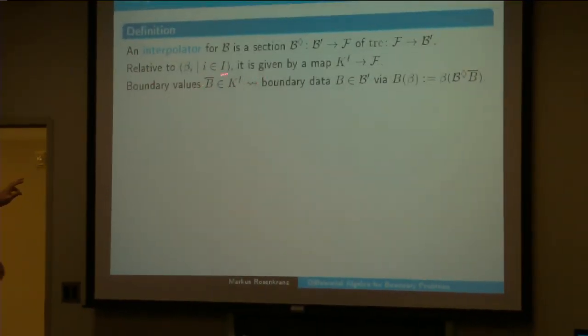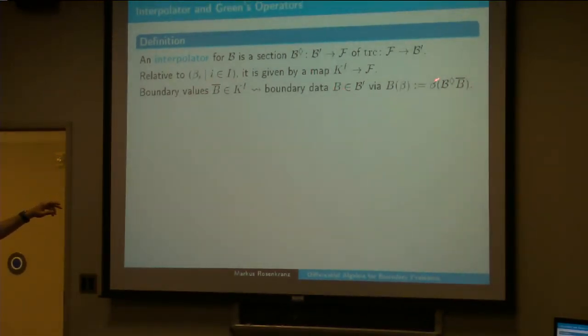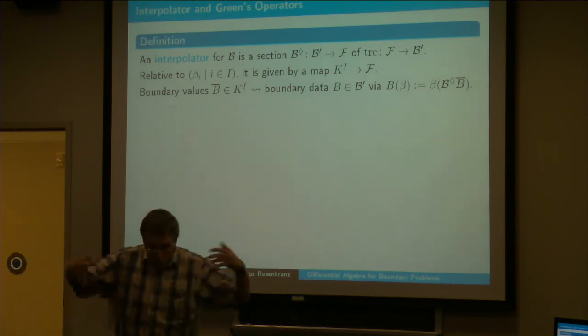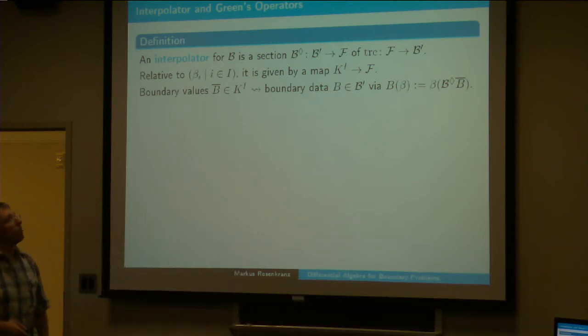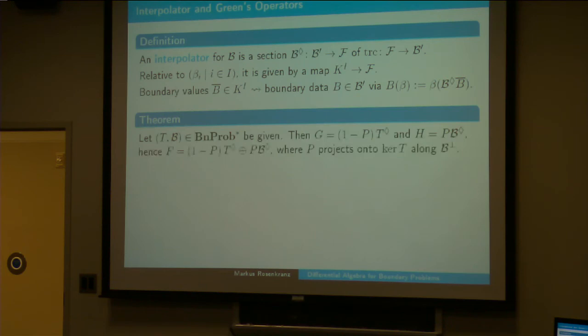If I have boundary values, how do I get the corresponding boundary data? It's simply by using the interpolator like this. Because the interpolator will complete the boundary data to a function, to an element of F itself. And then you can evaluate it with any beta that you like. Because the beta here will be from a larger set, the orthogonal closure. And normally, initially, it's only given in terms of the basis itself. Whereas the other one has all these consequences, but in some sense, they are all contained in this B bar. Okay?